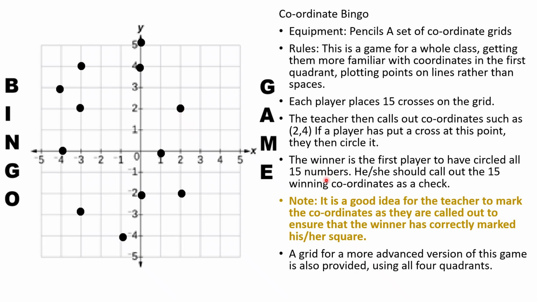So continuous 15 coordinate points are to be given to the students. Who is the first winner? That is to be given a token of love. The grid is more advantage. Use all the 4 quadrants here.